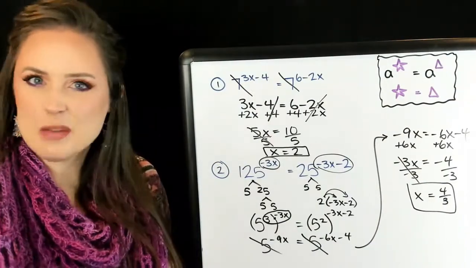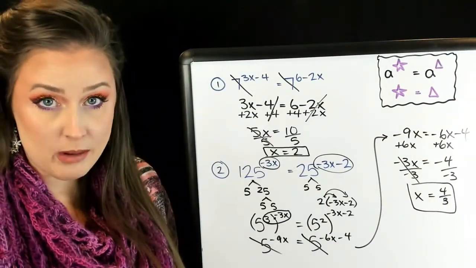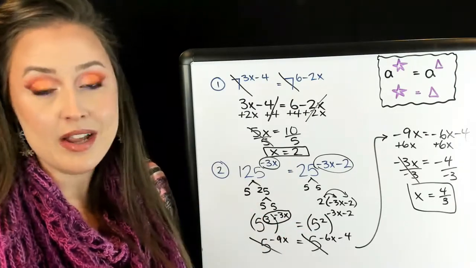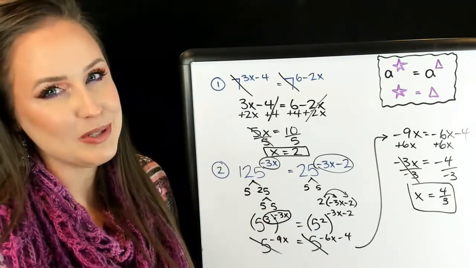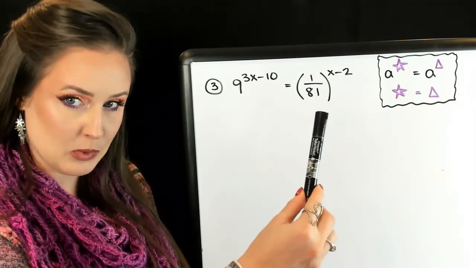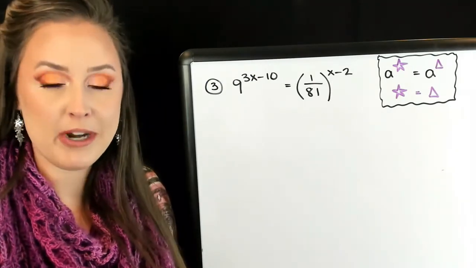All right, so that's the basic premise: make your bases the same by using factor trees to break them down, and then drop your base and continue from there. So let's do a couple more examples. This one's going to throw in a really fun element in that this one is a fraction. So we're going to start by breaking the bases down.